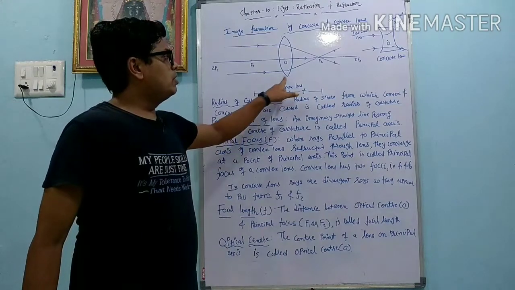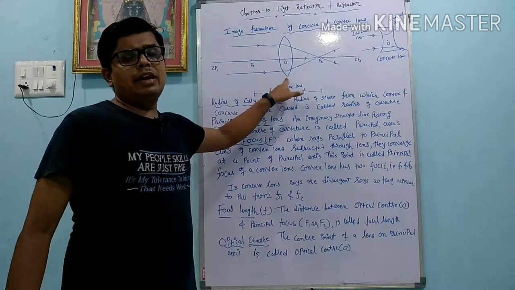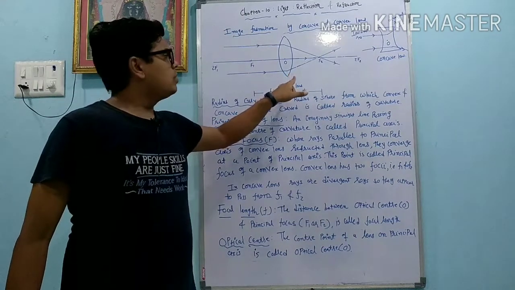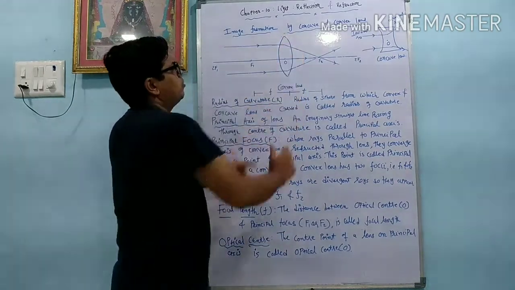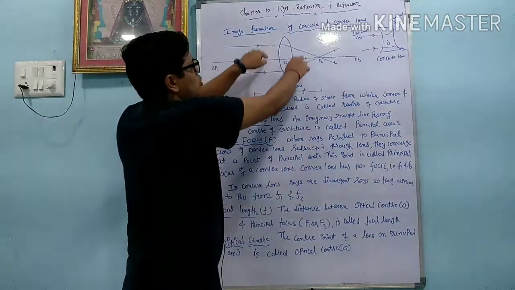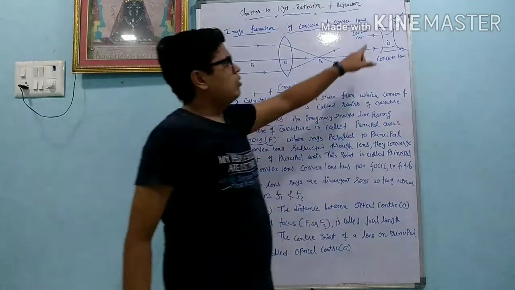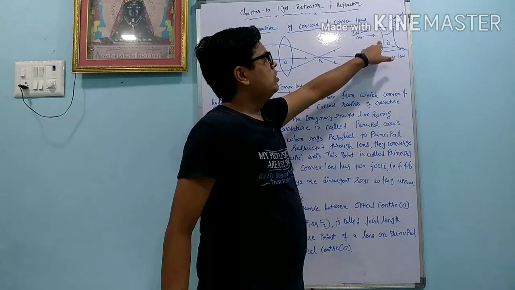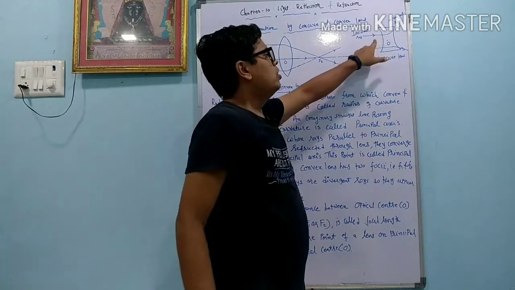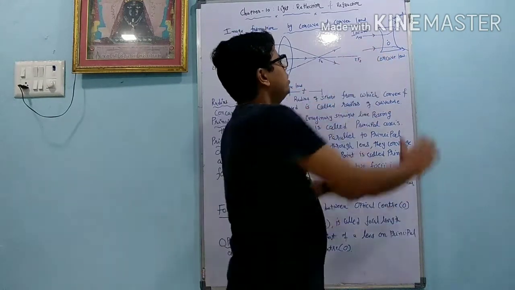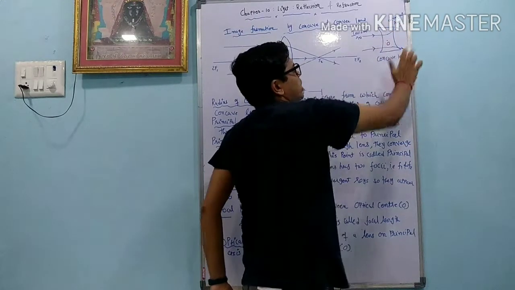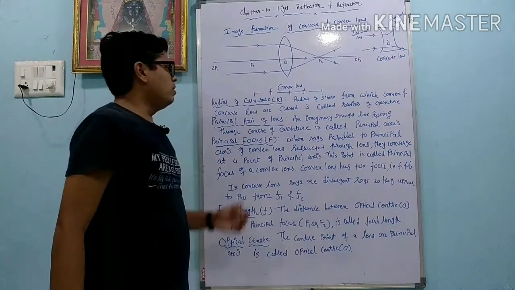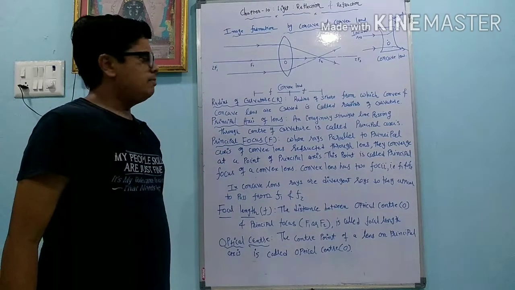What is the difference between the convex lens and convex mirror? In a convex mirror only one side is reflecting, and in a convex lens two sides are refracting. Same way, what is the difference between the concave lens and concave mirror? In a concave mirror one side is reflecting, but in a concave lens two sides are refracting. One by one we will learn all the definitions of them.